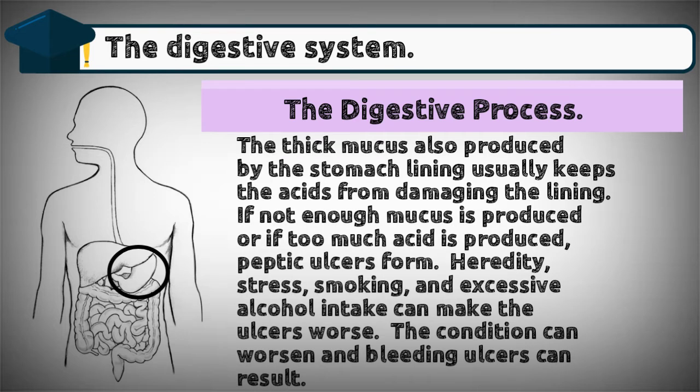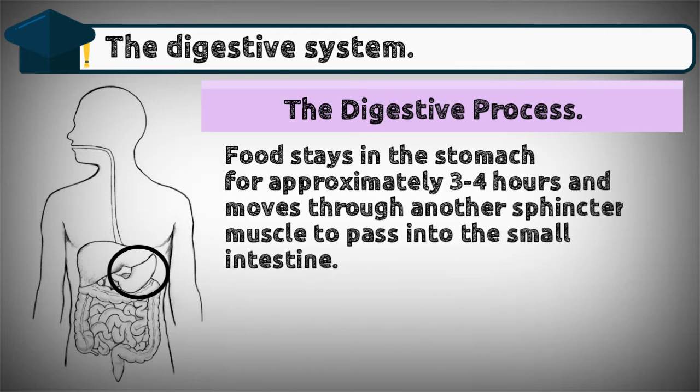The thick mucus also produced by the stomach lining usually keeps the acids from damaging the lining. If not enough mucus is produced or if too much acid is produced, peptic ulcers form. Heredity, stress, smoking, and excessive alcohol intake can make the ulcers worse. The condition can worsen and bleeding ulcers can result. Food stays in the stomach for approximately 3 to 4 hours and moves through another sphincter muscle to pass into the small intestine.